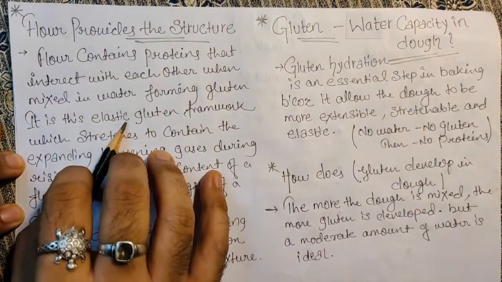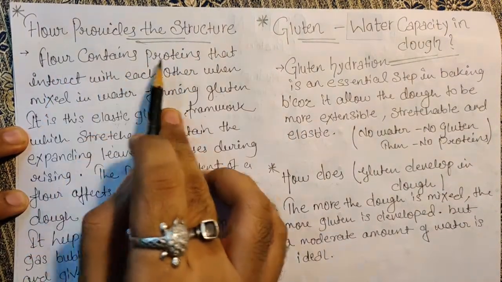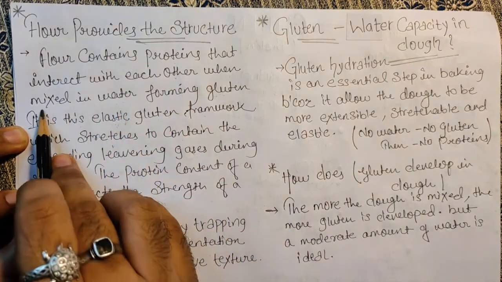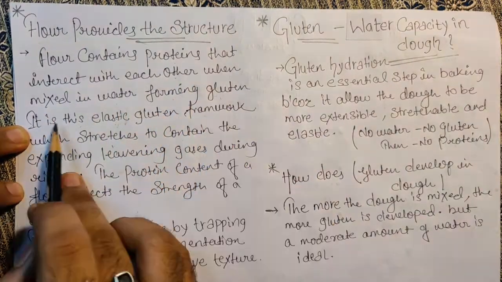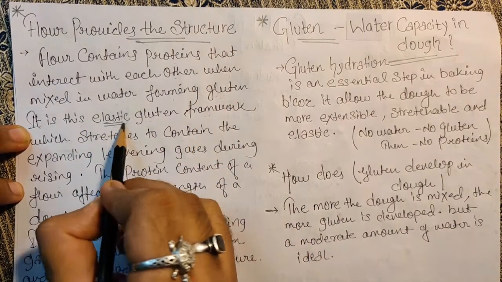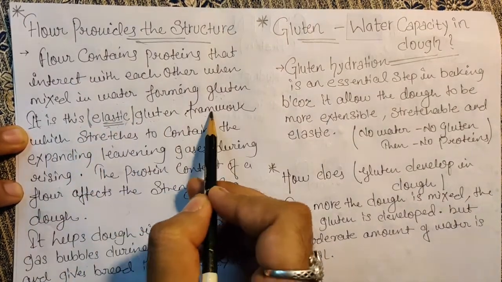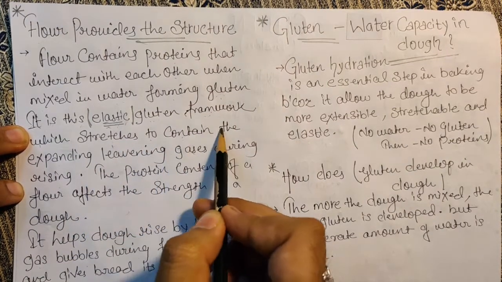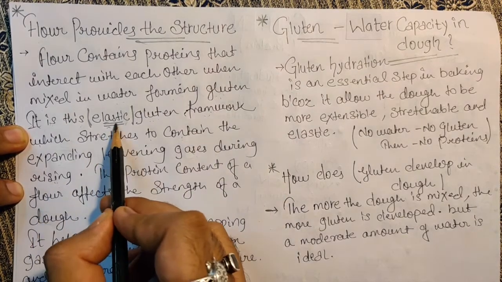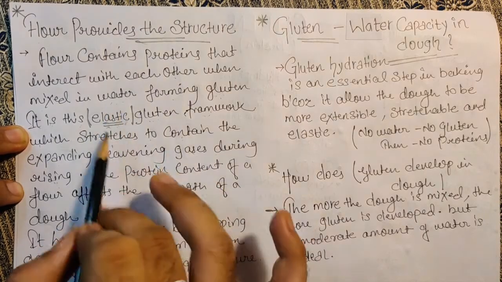This is the important part. Let's figure it out. Flour provides the structure. The flour contains proteins that interact with each other, right? But when the water is mixed and forming gluten, it is the elastic gluten framework. This is very important, okay? Elastic, remember this. Elastic gluten framework which stretches to contain the expansion of gases during rising. It means the elasticity forms due to gluten when mixing water. This one is clear, right?